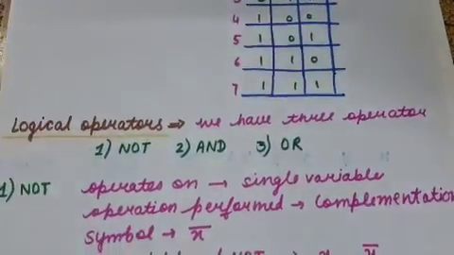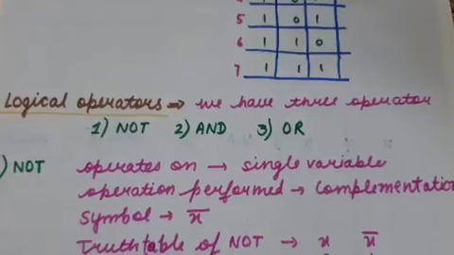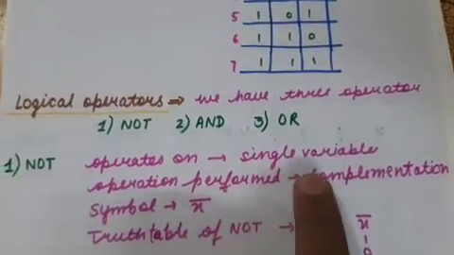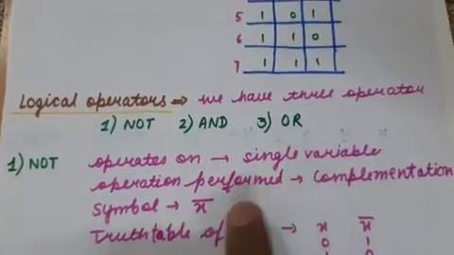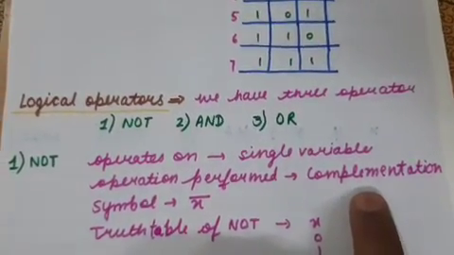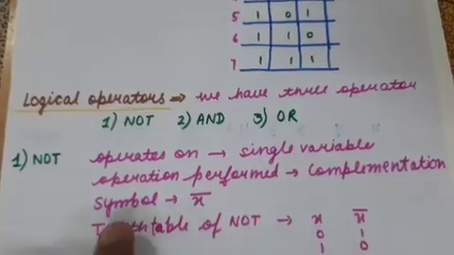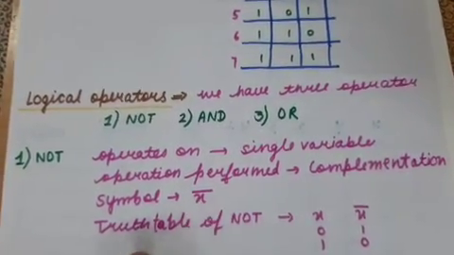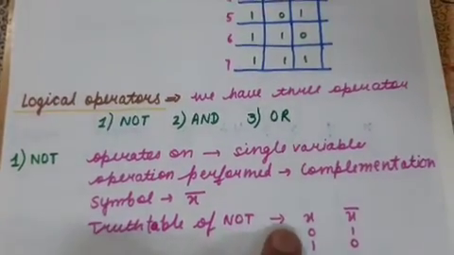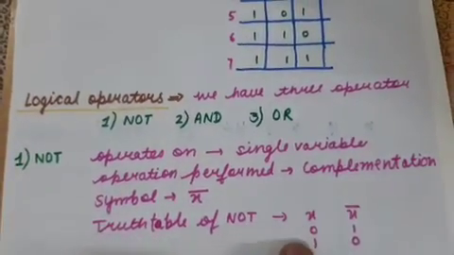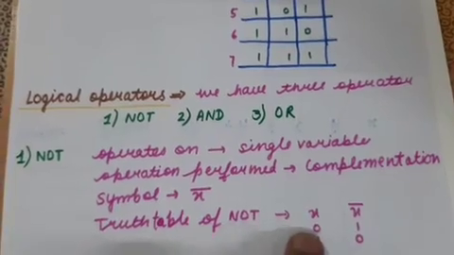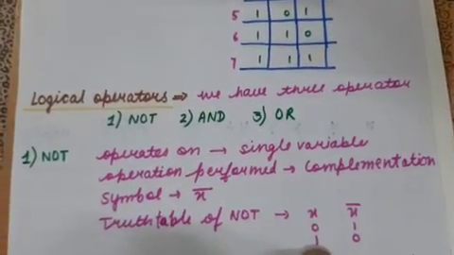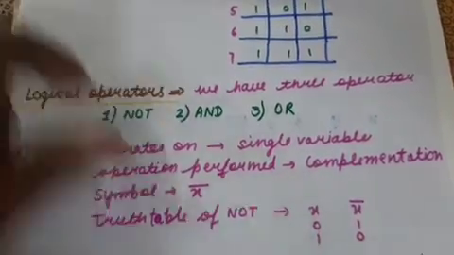Logical operators. We have three types of operators: NOT, AND, OR. The NOT operator operates on a single variable. The operation performed is complement. Complement means change. The symbol is denoted by x complement. Truth table of NOT: one variable, so there are two possible values, 0 and 1. If the input state is 0, its complement is 1. If the input state is 1, then the complement is 0.